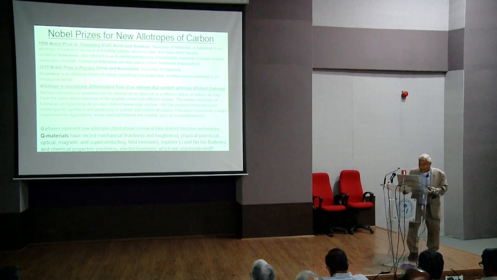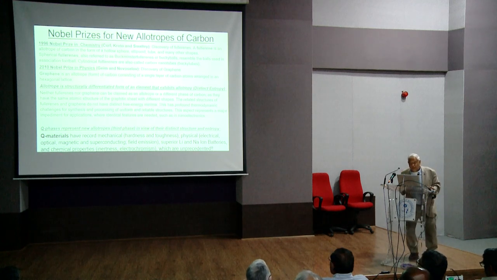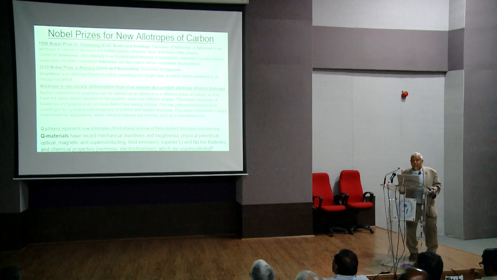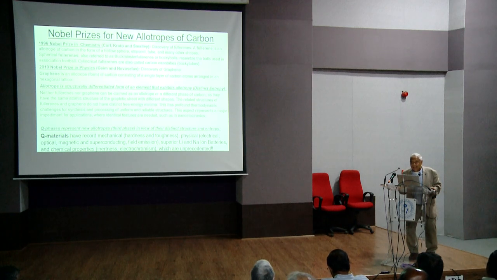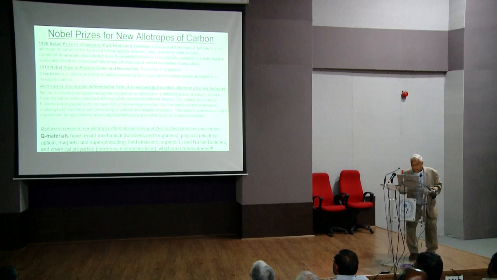Now, a little bit about the Nobel Prizes for new allotropes of carbon. Nobel committees have been anxious to give Nobel Prizes for a third allotrope of carbon. So in 1996, the Nobel Prize in chemistry was awarded to Curl, Kroto, and Smalley, who discovered fullerenes: buckyballs and buckytubes, which are called nanotubes.